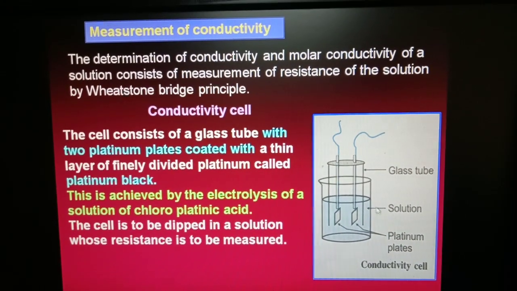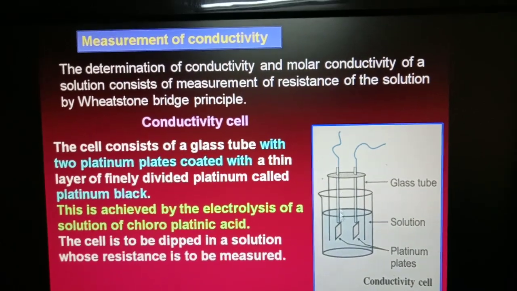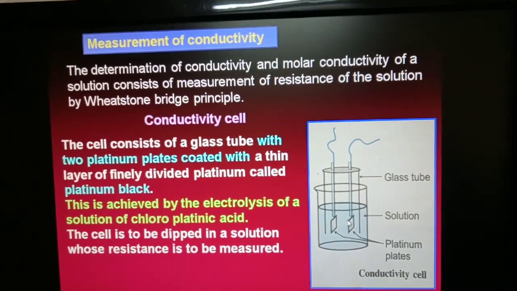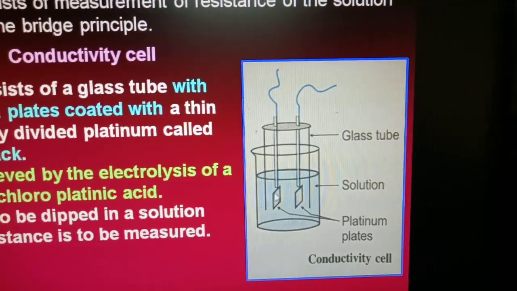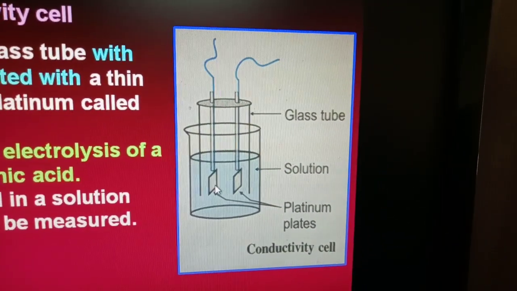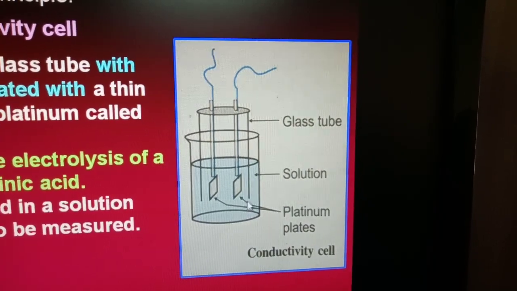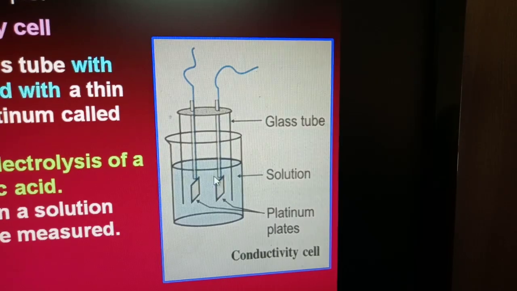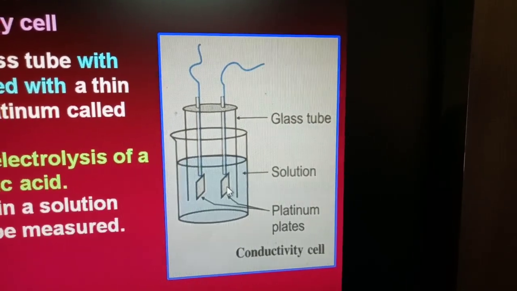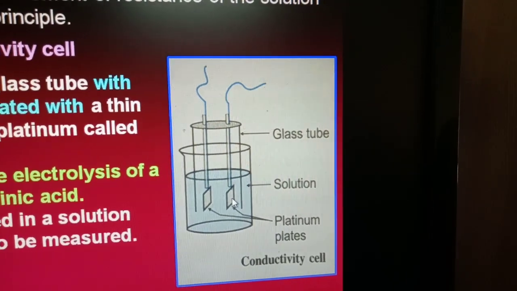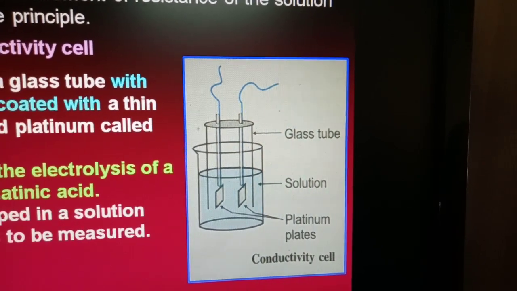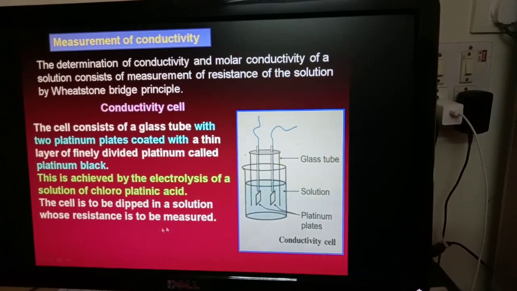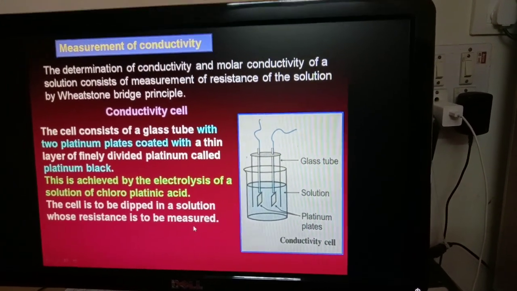The cell consists of a glass tube with 2 platinum plates that are coated with a thin layer of finely divided platinum called platinum black. Platinum black can be obtained by electrolysis of a solution of chloroplatinic acid. The cell is to be dipped in the solution whose resistance is to be measured.